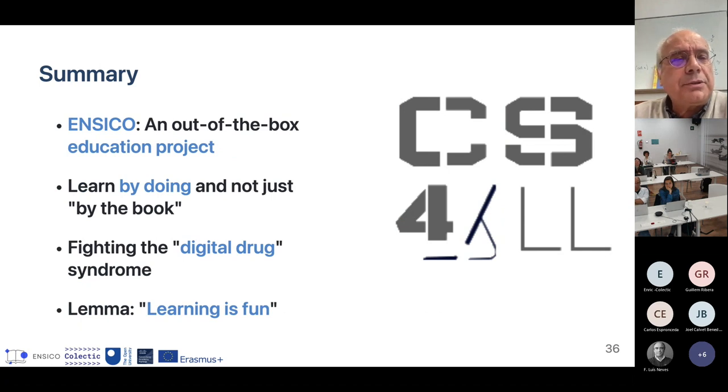So to summarize, we believe we are an out-of-the-box education project. Well, it started like that. It was our program to be that. We like learning by doing and not reading the books. Of course, eventually we will need to compare what our results are with a more standard approach.